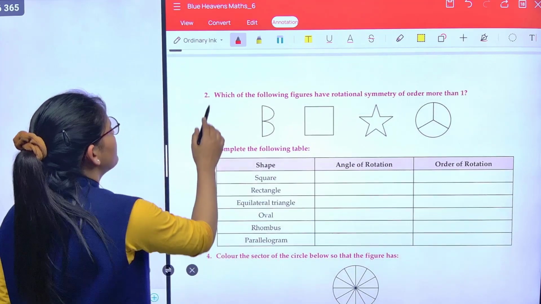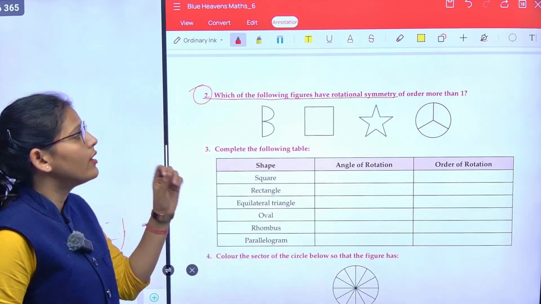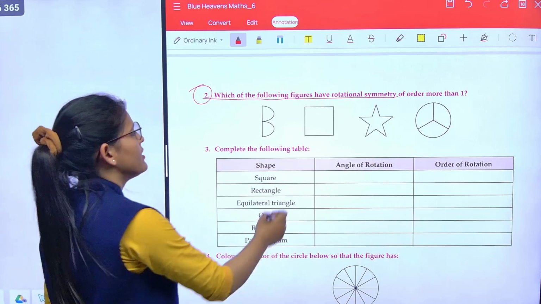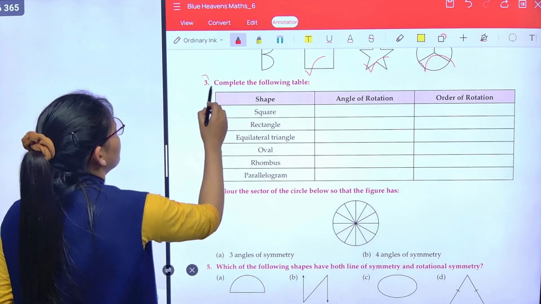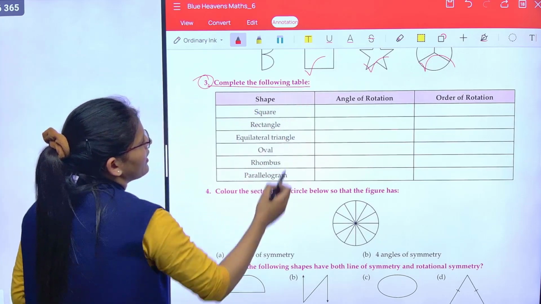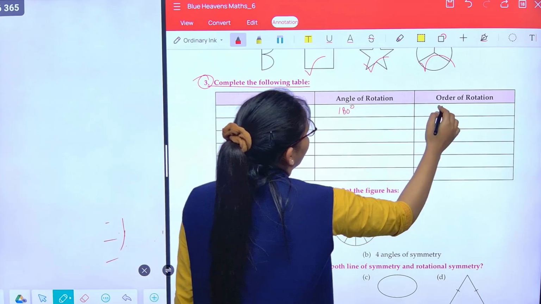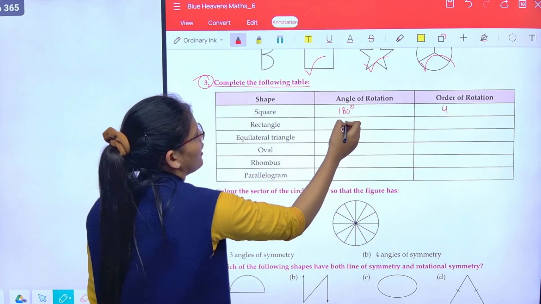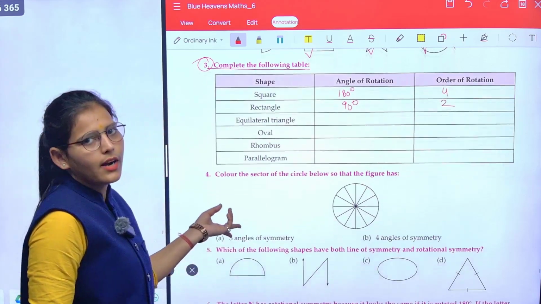Come on, question number 2. Which of the following figures have rotational symmetry of order more than 1? That is, more than 1 in these figures. Now class, come on, question number 3. Complete the following table. Square, angle of rotation 90 degrees and order 4. Rectangle, angle of rotation 180 degrees. There it is 2. Rest of the parts, do yourself.